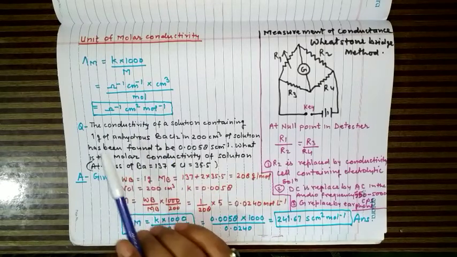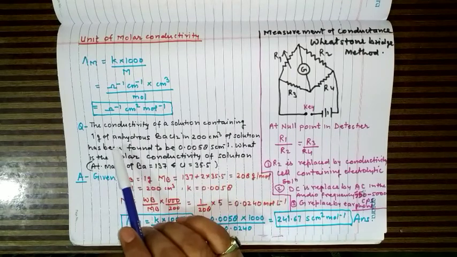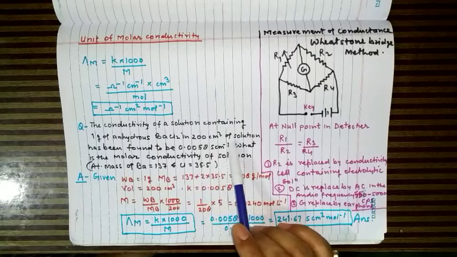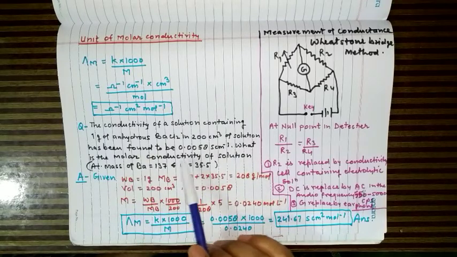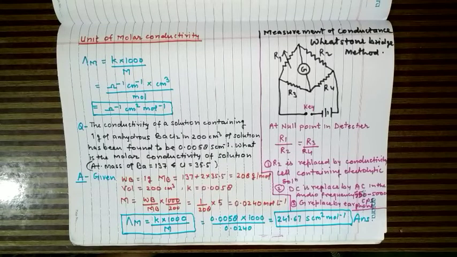Now we will take one question. The conductivity of a solution containing 1 gram of anhydrous BaCl2 in 200 centimeter cube of solution has been found to be 0.0058 Siemens per centimeter. What is the molar conductivity of solution?